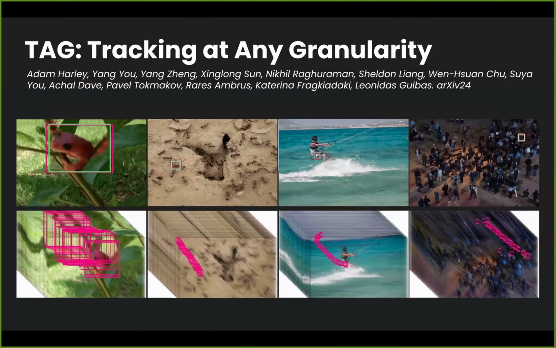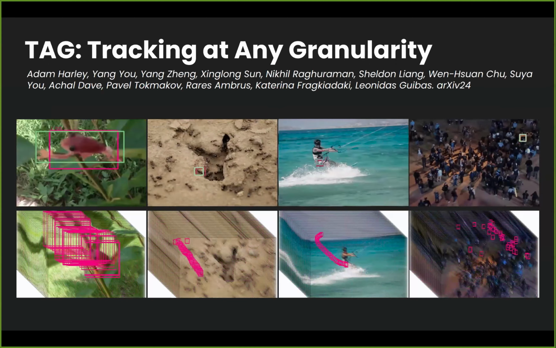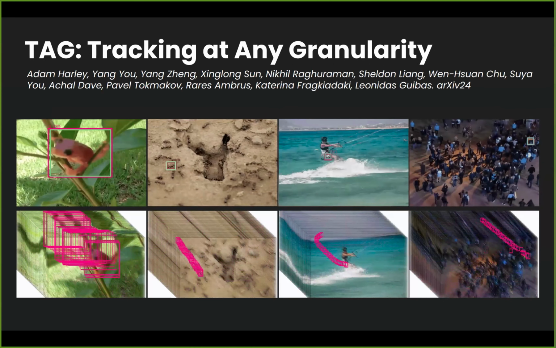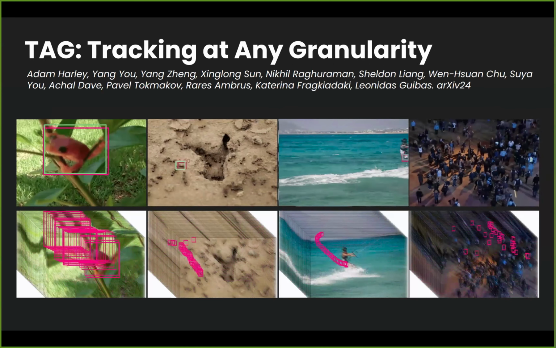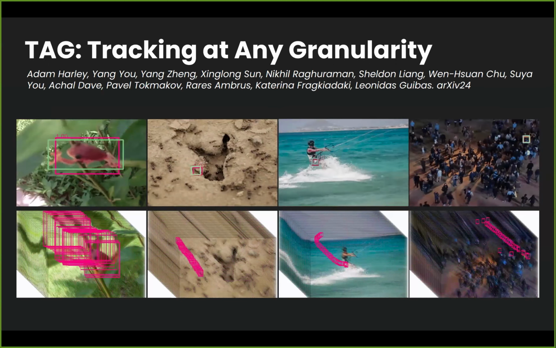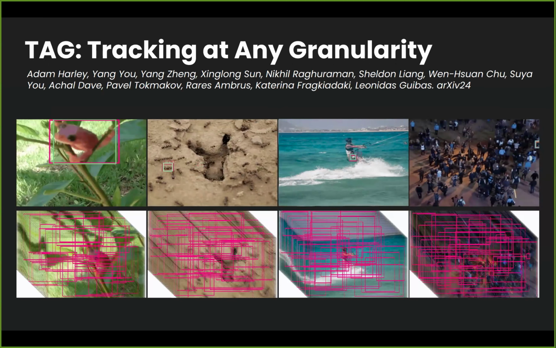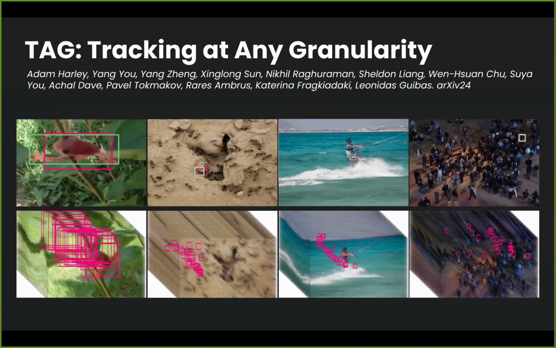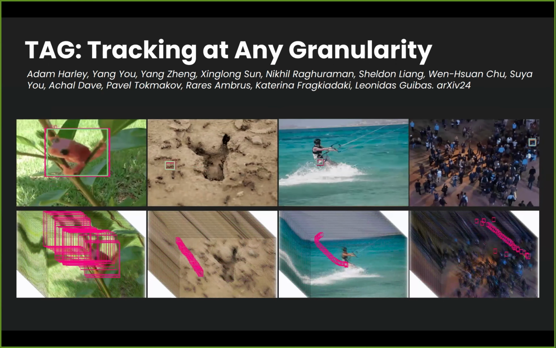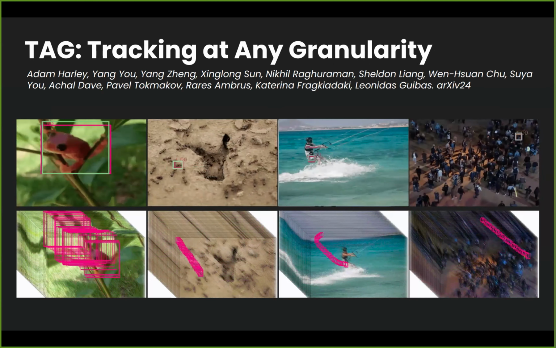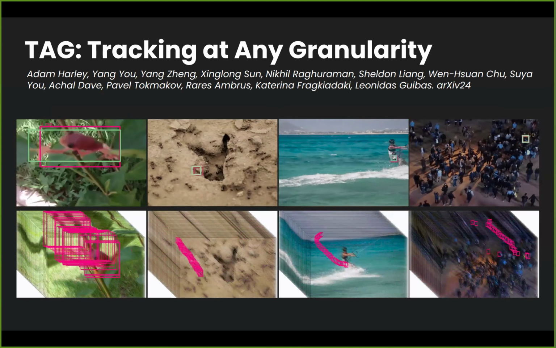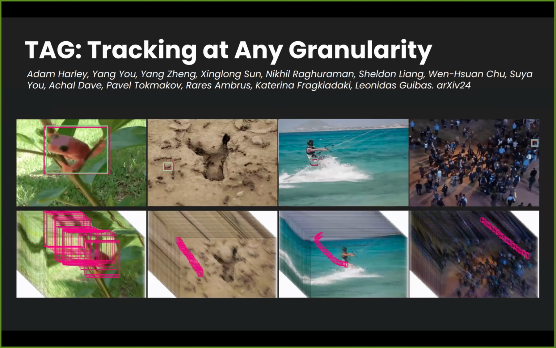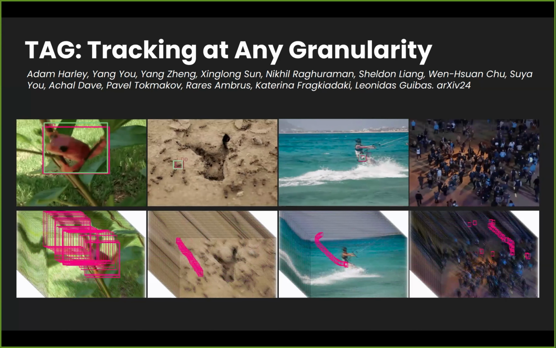And building upon these two intuitions, we propose TAG, which stands for Tracking at Any Granularity. And this is a work that's currently under review, so it should drop on arXiv one of these days, but the paper is up on GitHub. I'll have the link later. And this work is led by Adam Harley from Stanford. It's a collaboration between TRI, CMU, and Stanford. And this slide basically shows some of the cool results of the method.